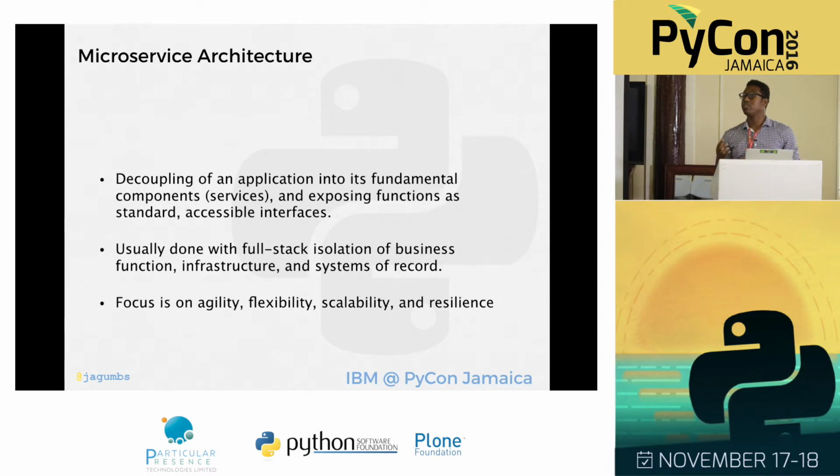Microservices typically are developed with, I call it, a full stack isolation of business function, infrastructure, and system of record, which is like your database. When you have a microservice, a lot of microservices have their own small specialized database that holds information that's key for that service to be done. They're all hosted maybe on separate instances, run in separate containers if you want to think about Docker and things like that. I'll get into all of that. But the focus here is on agility, flexibility, scalability, and resilience.